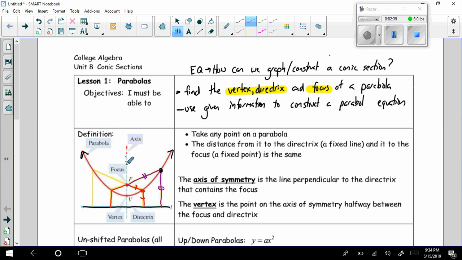Your axis of symmetry is still right down the middle, so it's going to not only go through your vertex, but also your focus, and then it's going to be perpendicular to that directrix. And again, the vertex is that point halfway on your parabola where it changes directions, your turning point. So it's also halfway between your focus and your directrix. So this distance here is the same as this distance here. It's a midpoint.